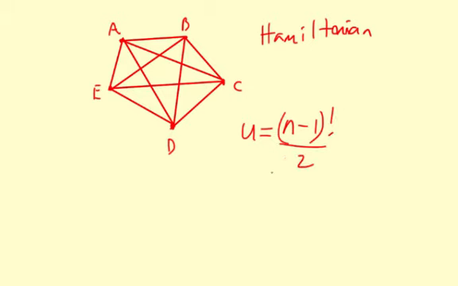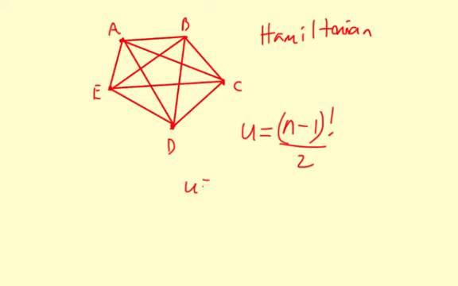So this is about the number of unique routes, because some of the routes are redundant. Like if I went A, B, C, D, E, and then back to A, and then I went A, E, D, C, B, A, it's the same route, just the opposite direction. So those are considered redundant. So the number of unique routes here is based on n, the number of vertices, minus 1 factorial, and then divided by 2. So if you have 5 vertices, you do it like this.